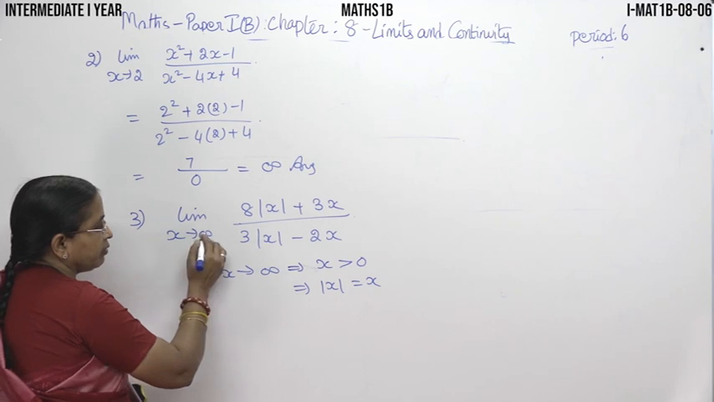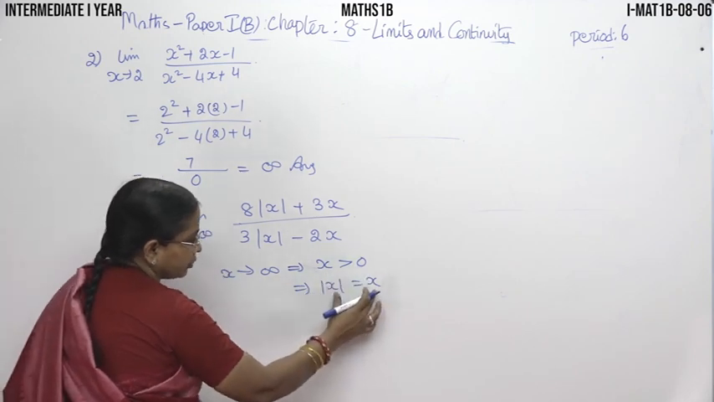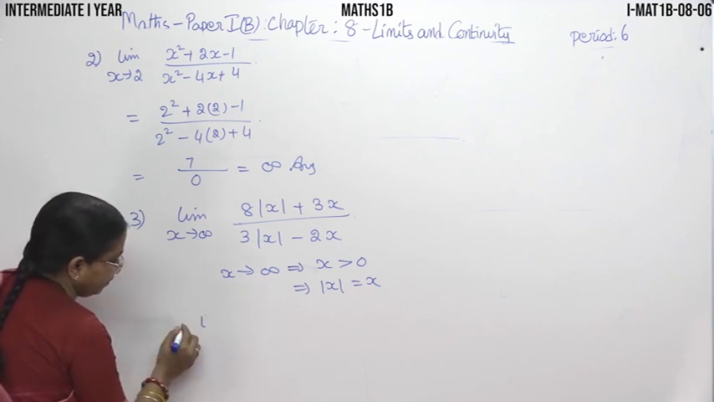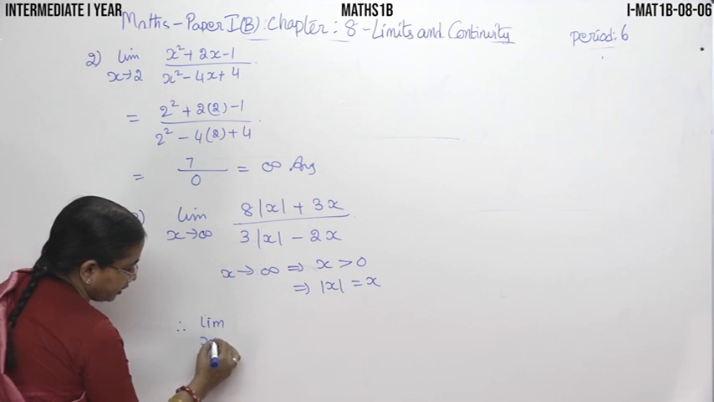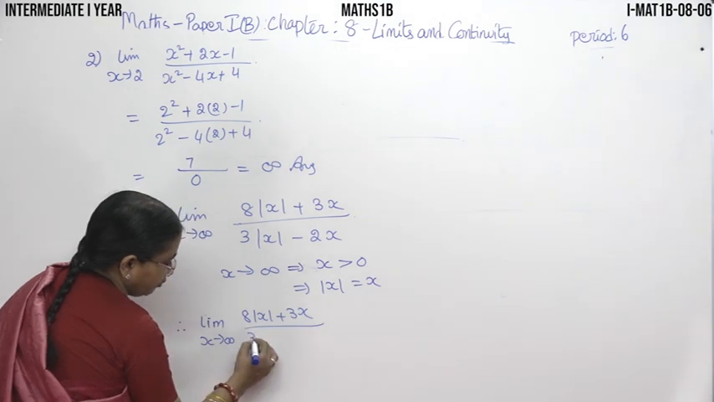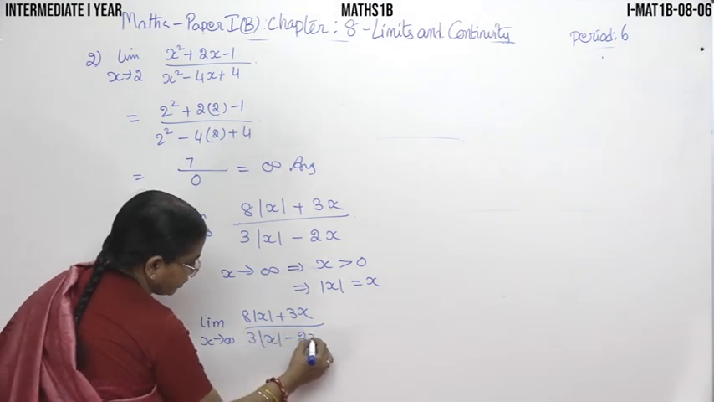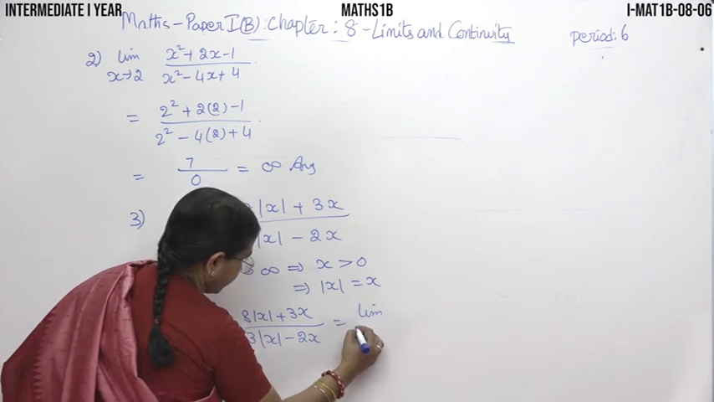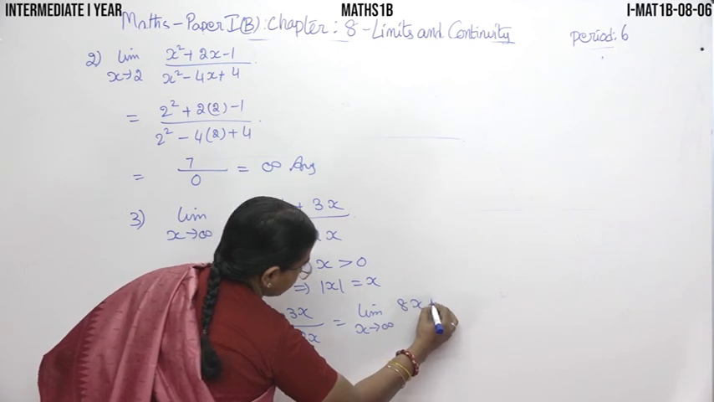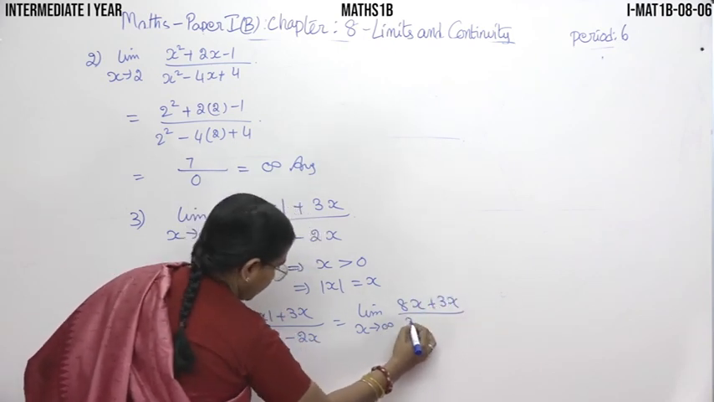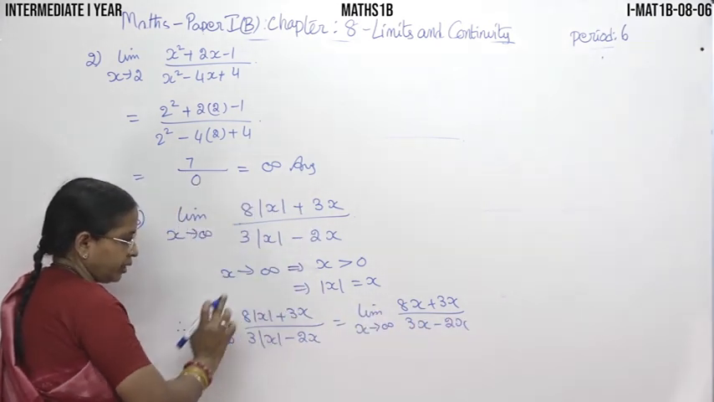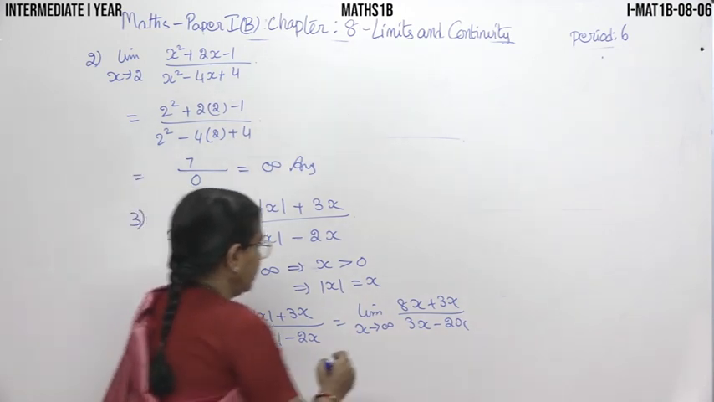So according to the limit value, we found that it is positive, so its value is x only. Therefore limit x tending to infinity of (8|x| + 3x)/(3|x| - 2x) becomes limit x tending to infinity of (8x + 3x)/(3x - 2x). Very simple problem, but this step is very important. You have to write this. If you directly write, you won't get any marks for this.